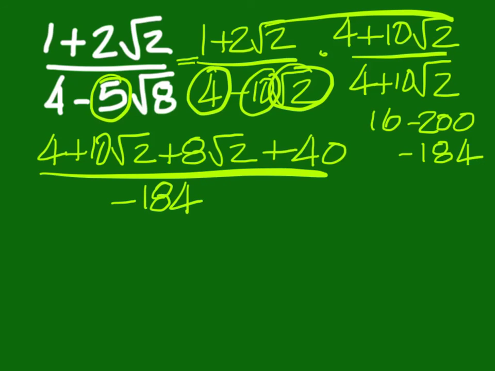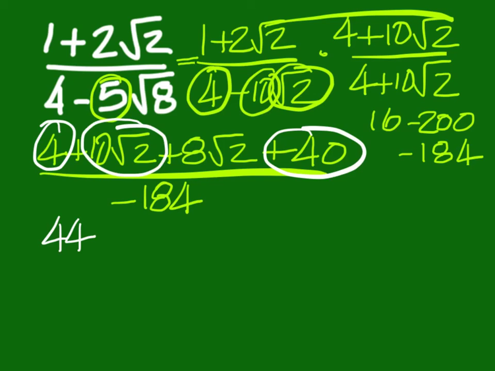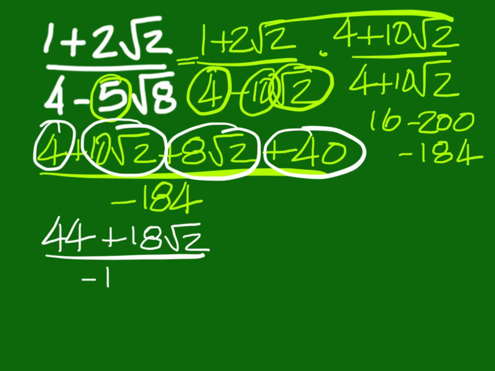Now check what you have. We have, for the radical elements, a square root of 2 and a square root of 2. Those can be added together here, 10 and 8. And then you have 4 and 40 that can be added together. So if you add this and this, you get 44. And then add this term with this one to get 18 square root of 2. On the bottom, you have a negative 184.